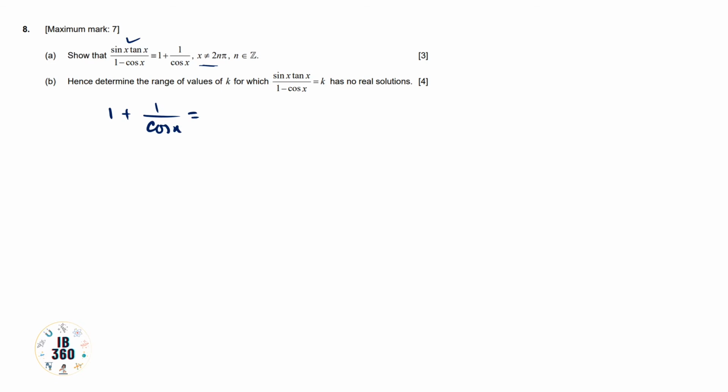to k. 1 plus 1 by cos x equals k. So from here we can write 1 plus sec x equals k. Now from this equation we can find out. So this is another equation. If we deduce it from here, it is basically nothing but 1 plus sec x equals k.